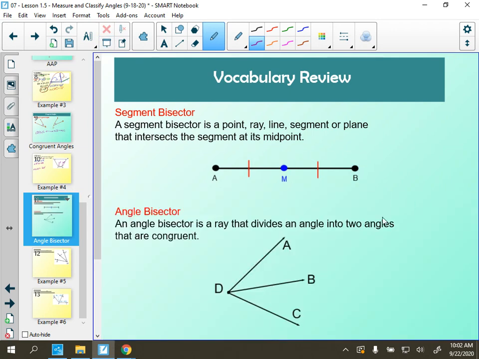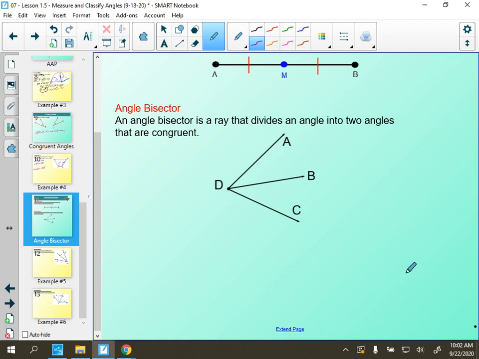Just carrying that concept over to an angle. An angle bisector is just another ray, so ray DB in this case, that divides the big angle ADC into two congruent angles. Now, right now, I don't know that that's an angle bisector, but if I add my markings and say that, hey, angle ADB is exactly congruent to angle BDC, then therefore we would know for a fact that ray DB is an angle bisector.